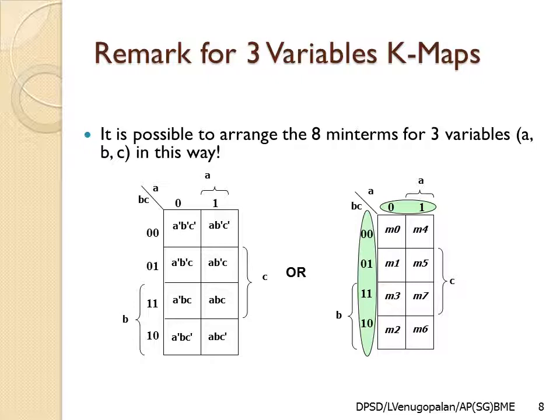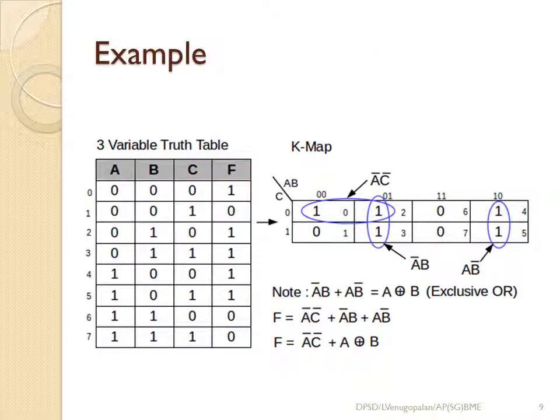Okay? So if I write it this way, then my min terms for the first column are M0, M1, M3, and M2. For the second column, it's M4, M5, M7, and M6. So let us have a look at an example where a three-variable truth table is given to you. You've been given A, B, and C, and the value of F. So I'm writing my K-map in such a way that AB represents the column and C represents the row.